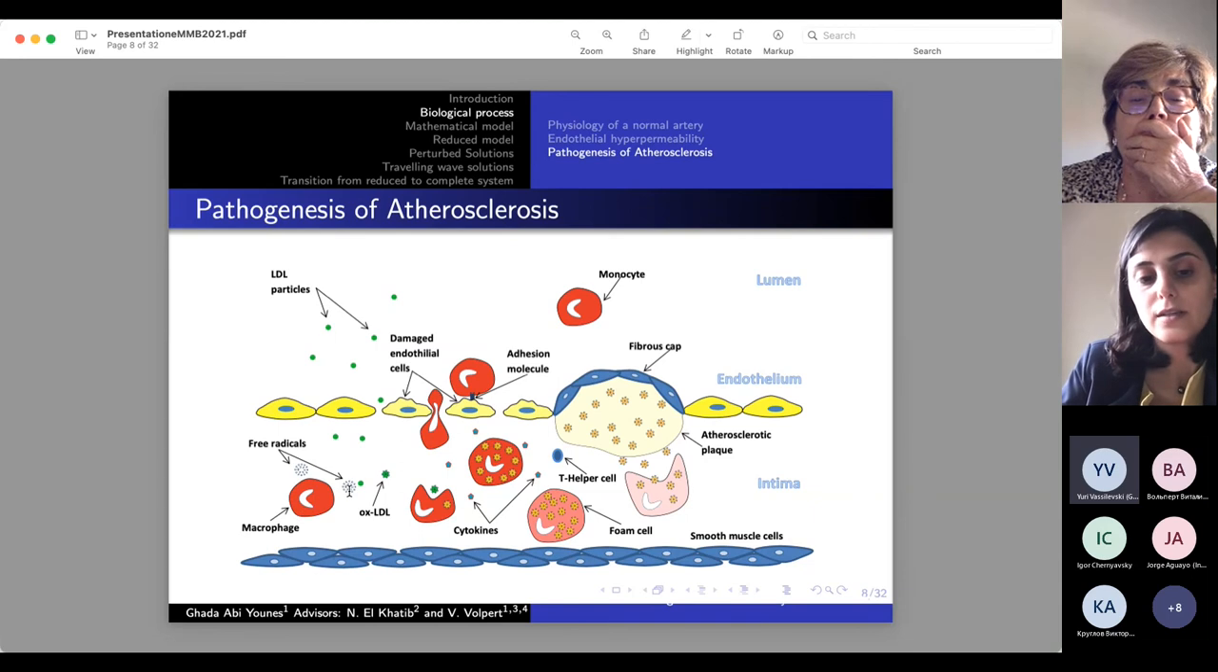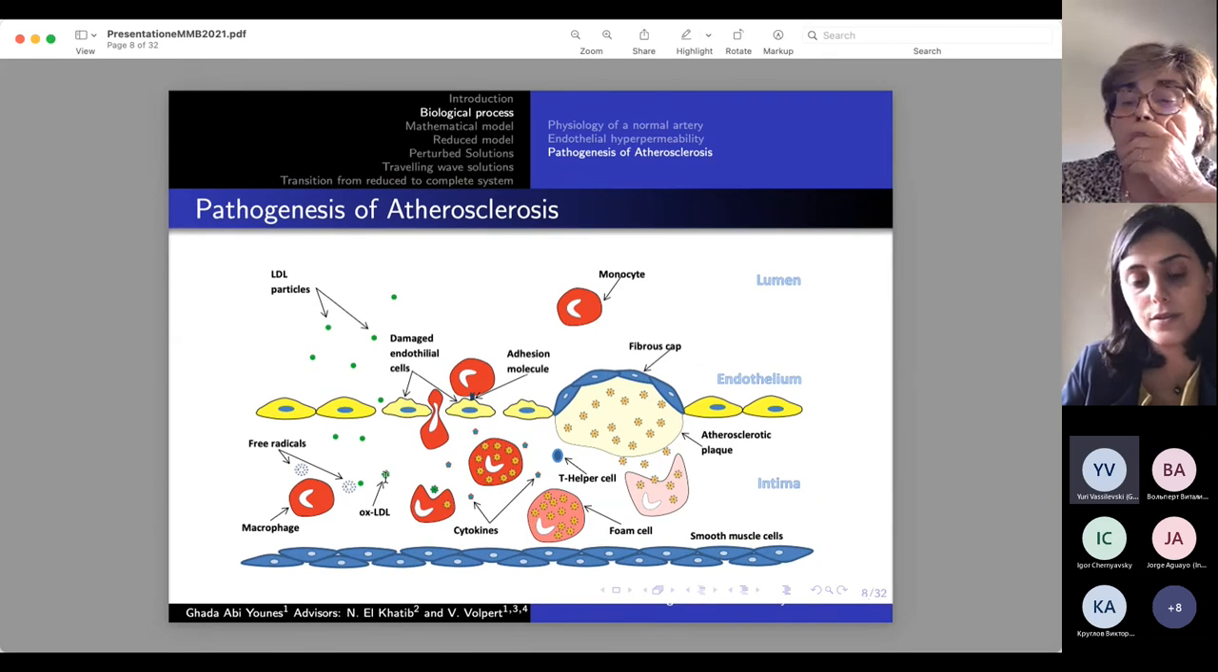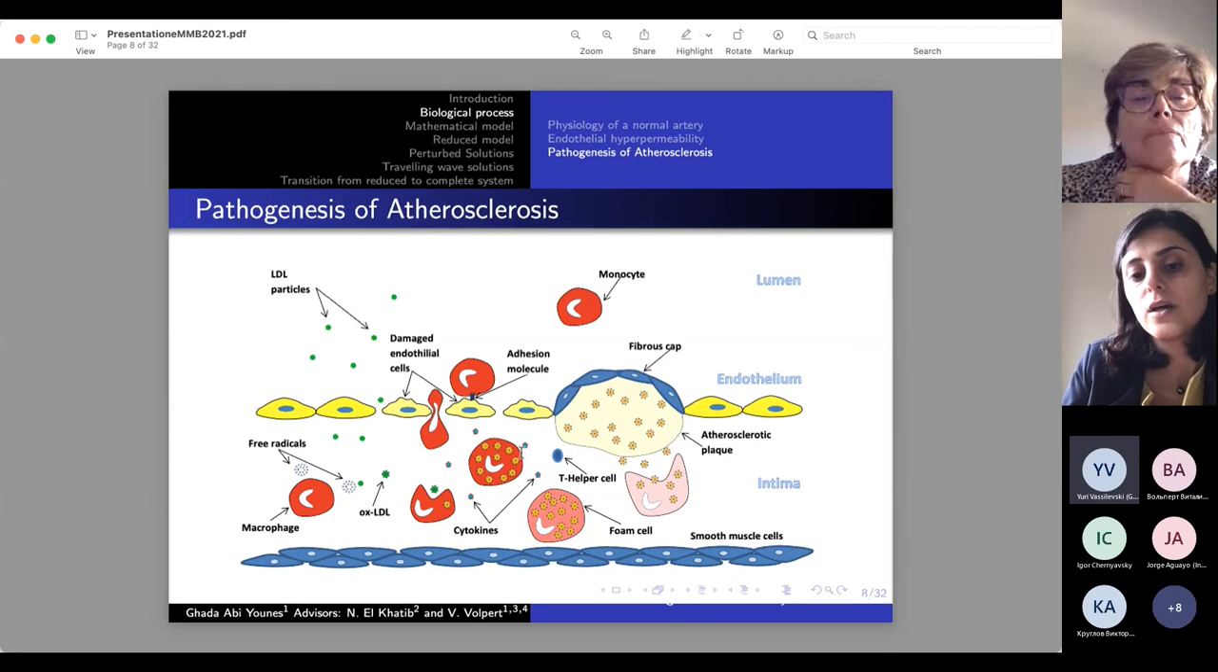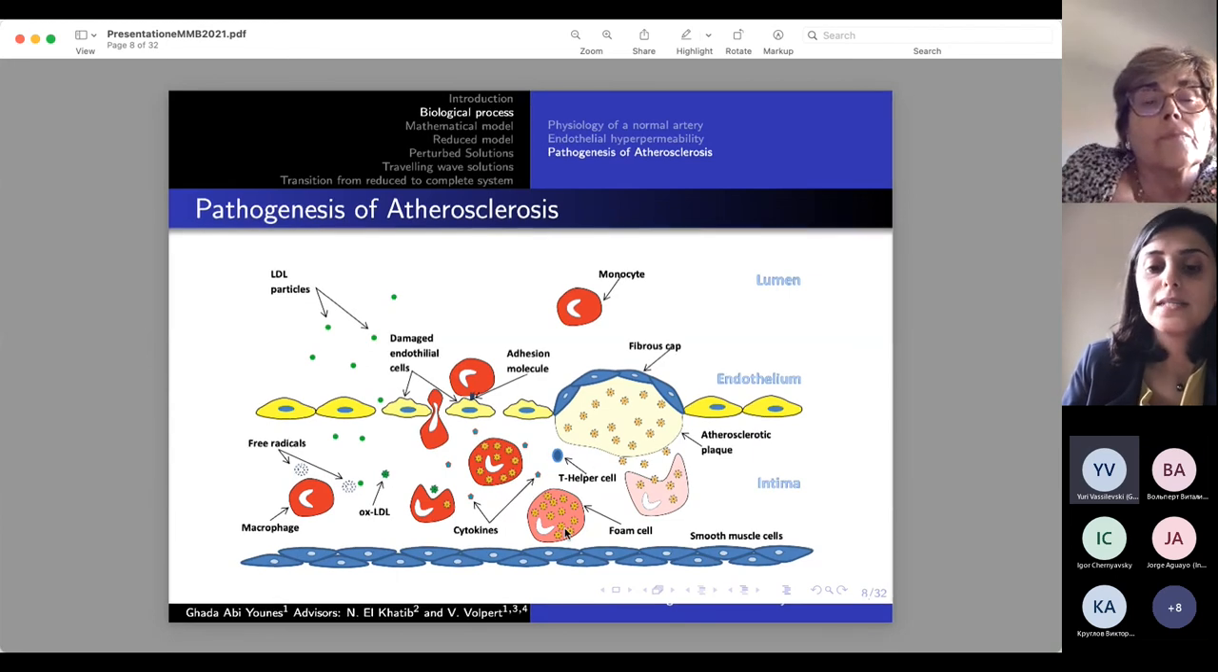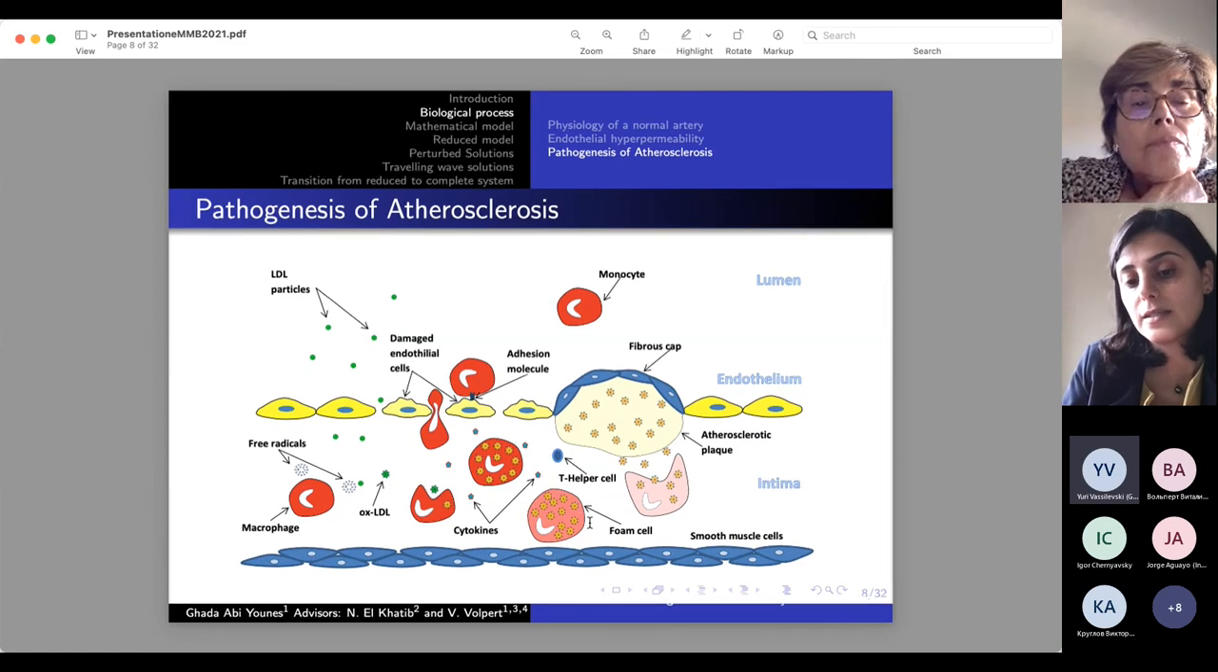Macrophages start to release free radicals. And when those free radicals come in contact with LDL, oxidation occurs. Macrophages start to engulf oxidized LDL. They secrete cytokines to promote the recruitment of new monocytes with the affiliation of T helper cells. Now, the excess of lipid inside the macrophages gives them a foamy appearance. So we call them foam cells.